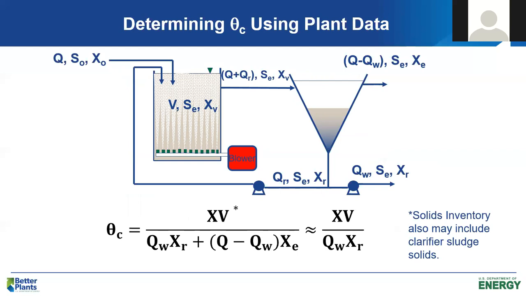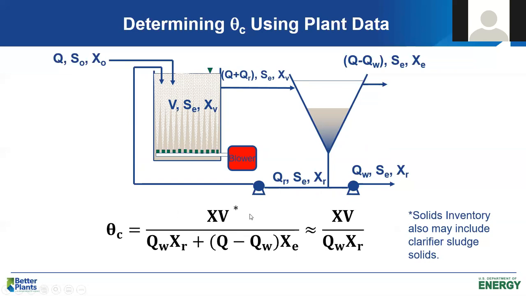Again, sludge age is very important. Theta sub C, you can see at the bottom of the diagram there, is equal to our solids inventory. When we develop the activated sludge process, we assume that almost all of our solids inventory is in the biological reactor. We assume negligible accumulation of biomass in the secondary clarifier. Normally biomass in the secondary clarifier will be 10, 15, maybe 20% of the total biomass in the system in most cases.